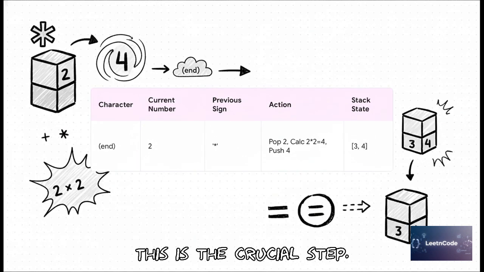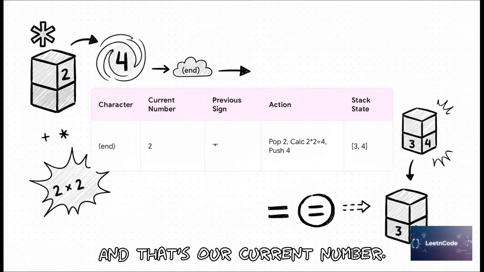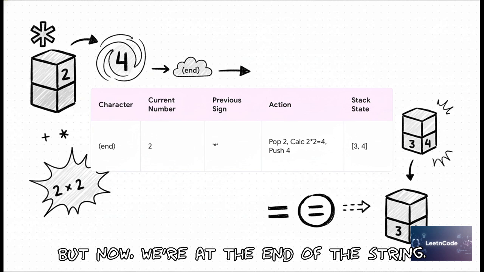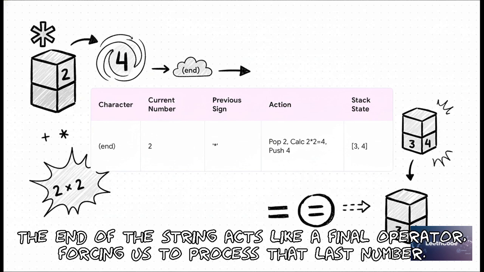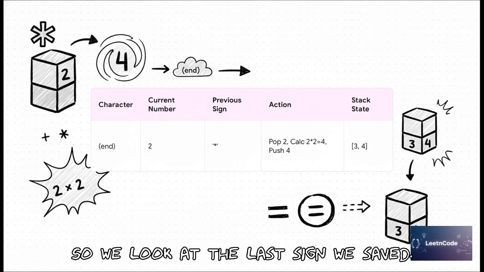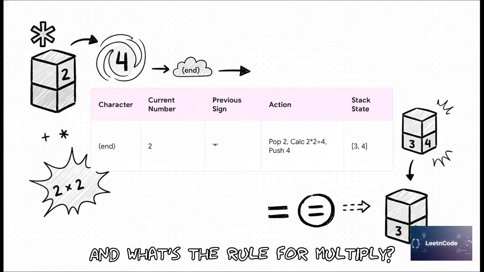This is the crucial step. We process the very last character, another 2, and that's our current number. But now we're at the end of the string. The end of the string acts like a final operator, forcing us to process that last number. So we look at the last sign we saved. It was multiplication, star. And what's the rule for multiply?